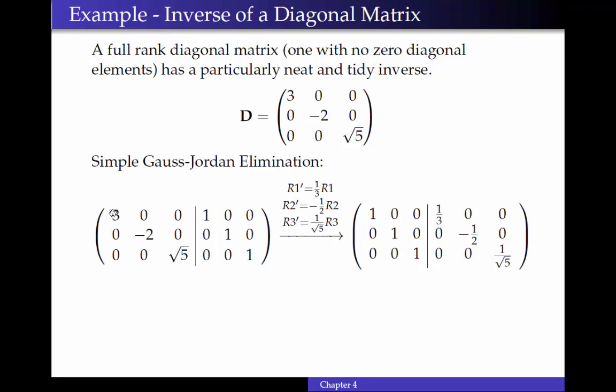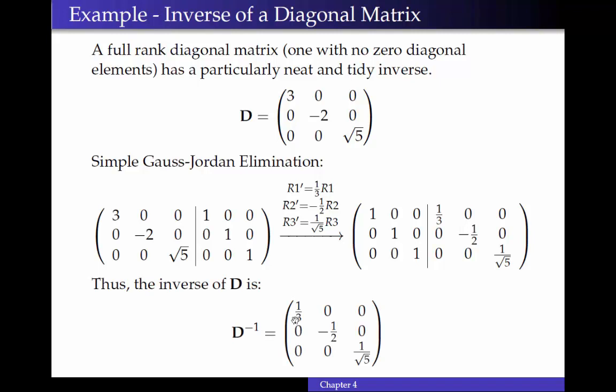So now Gauss-Jordan elimination is relatively simple because the elements below the pivots and above the pivots are already zero. So the only thing left to do is to transform the diagonal elements into ones. And we do that by dividing the rows through by the values on the diagonal. So the first row will divide by 3. The second row will divide by -2. The third row will divide by square root of 5. And so we're done, right? The left-hand side is the identity matrix, and the right-hand side gives us the inverse of D.